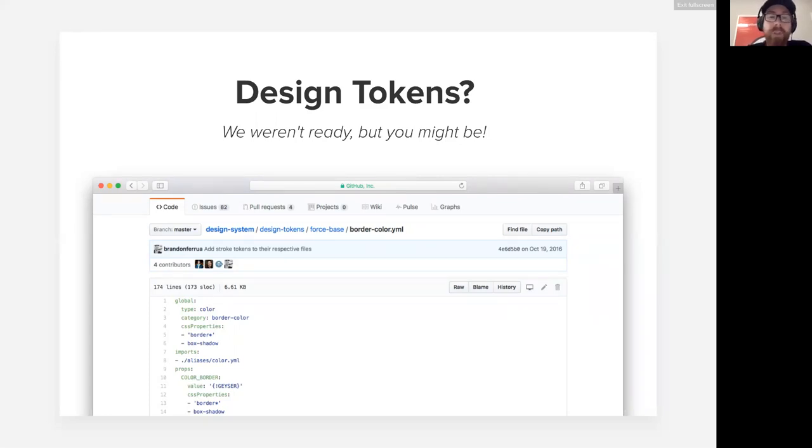Now, to really use design tokens, you have to have a build process. I don't want to go into too many details, but the build process needs to be ready for consumption of design tokens, right?